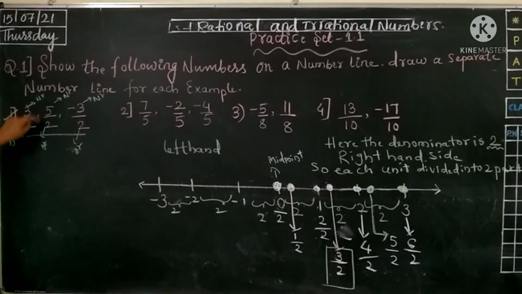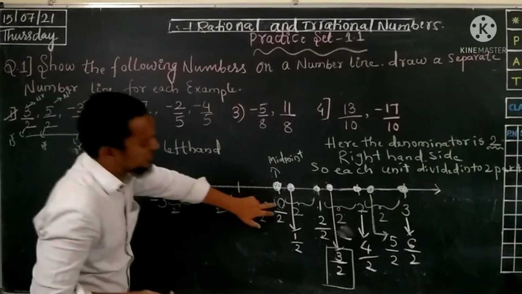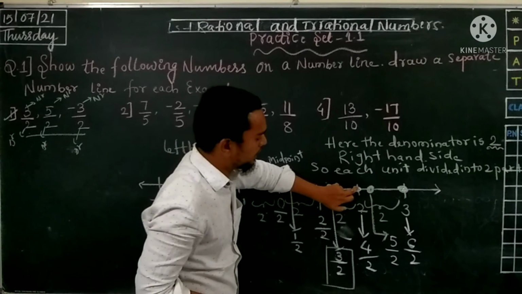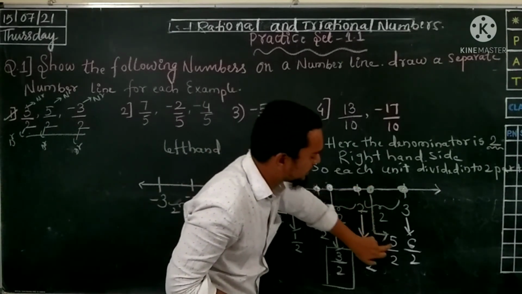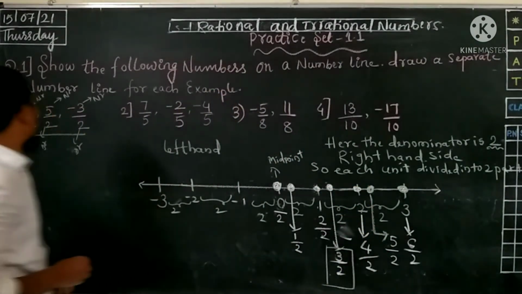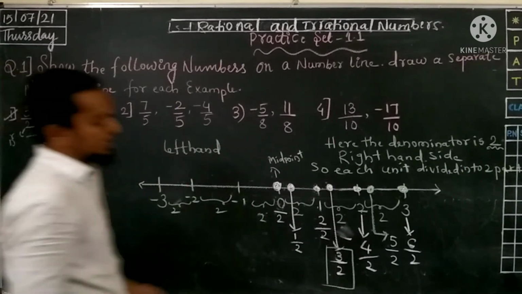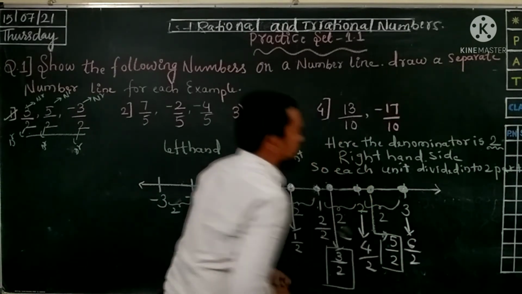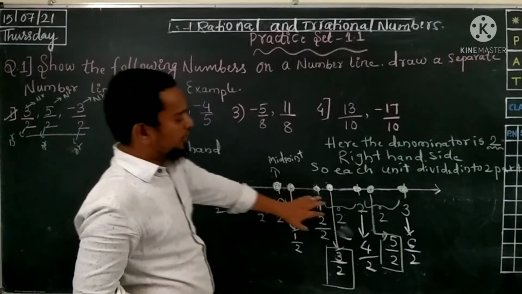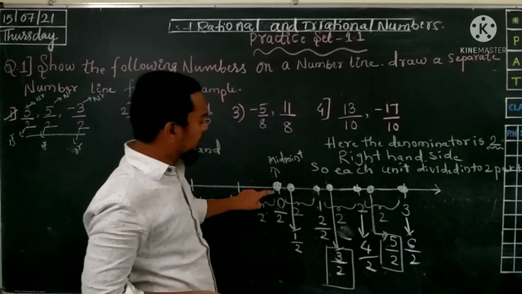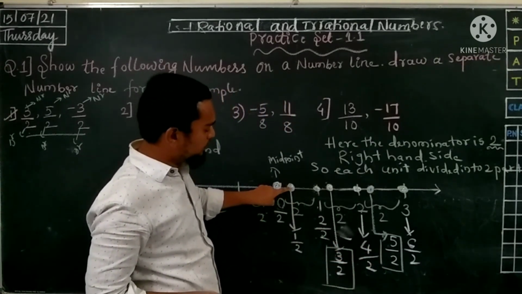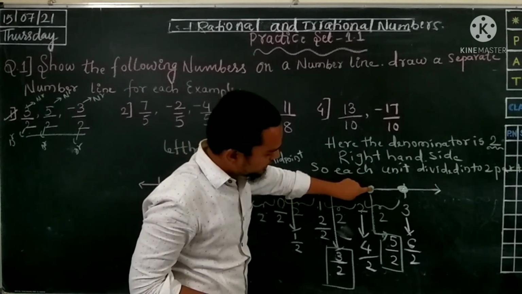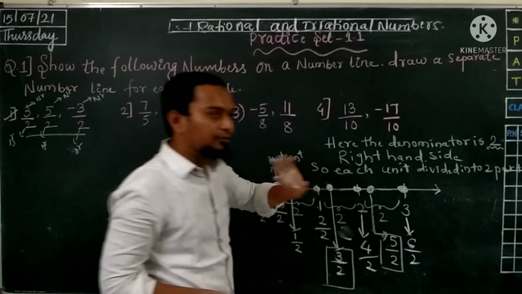Next value 5 upon 2. For 5 upon 2 we will leave 0. 1 unit, 2 unit, 3 unit, 4 unit, 5 unit. This is our 5 unit. To show 5 upon 2 on a number line, we will leave 0, 1 unit, 2 unit, 3 unit, 4 unit and 5 unit.